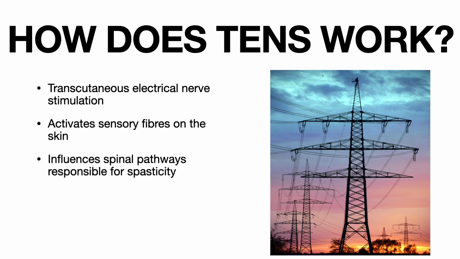And this is different than other forms of stimulation such as EMS or electrical muscle stimulation, NMES or neuromuscular electrical stimulation, or FES, functional electrical stimulation. These three forms of stimulation work to elicit muscle contractions, and they are beneficial for spasticity, but we're not going to talk about them today. So again, TENS works on the sensory fibers, and then that information is brought back to the spine where it influences those pathways responsible for spasticity.